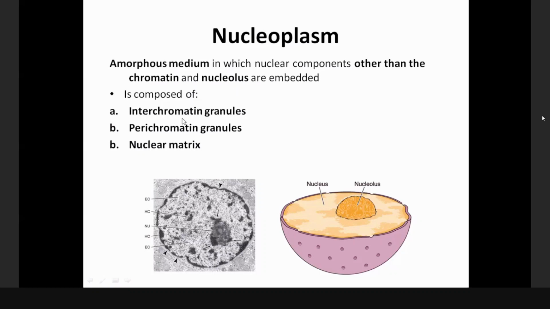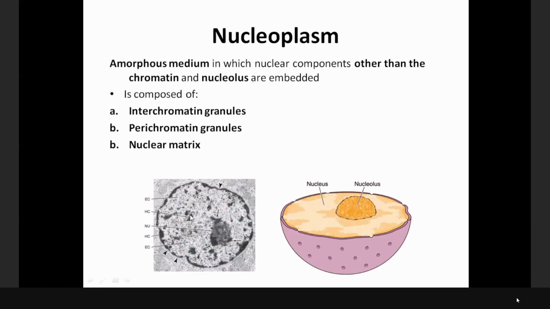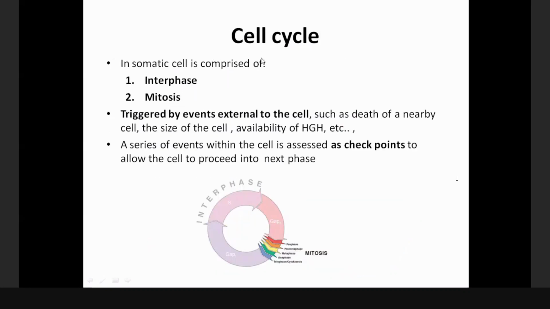It is composed of interchromatin granules, perichromatin granules, as well as nuclear matrix. So other required substance and structures found in the nucleus, which are categorized under any one. So any one of this is what we name as nucleoplasm. So that's what I can tell you about the nucleus with regard to its makeup and structure.